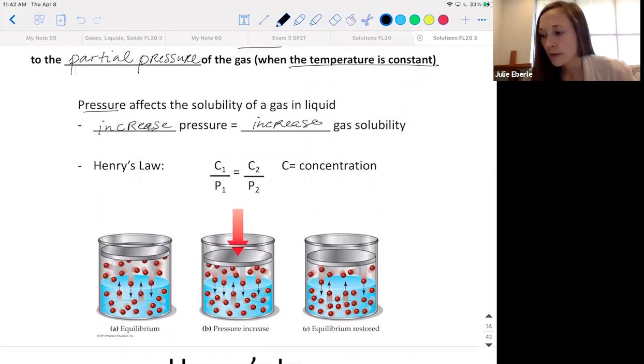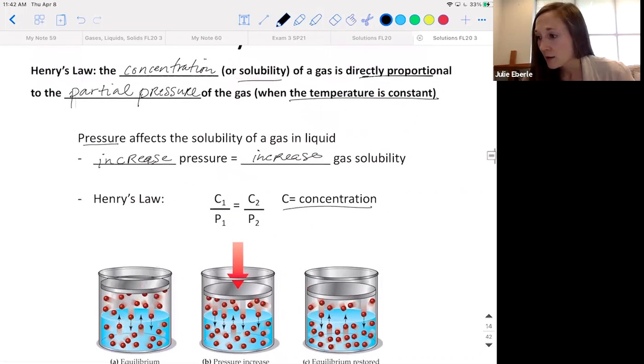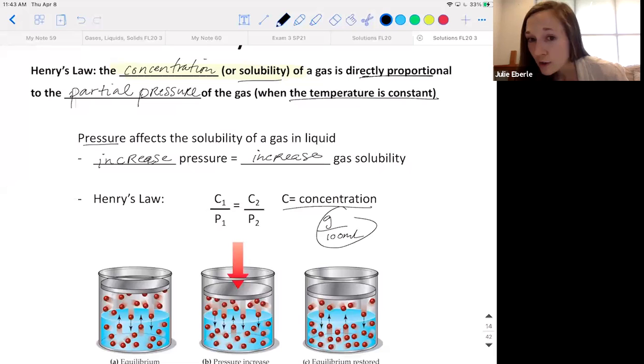You've got C1 over P1 equals C2 over P2. C is the term for concentration. What are the units of concentration? We said up here in the definition, concentration or solubility. So our units for solubility, and here concentration, are grams per 100 ml. That is all the unit. We're not actually going to divide by 100. We're going to treat it as the unit.